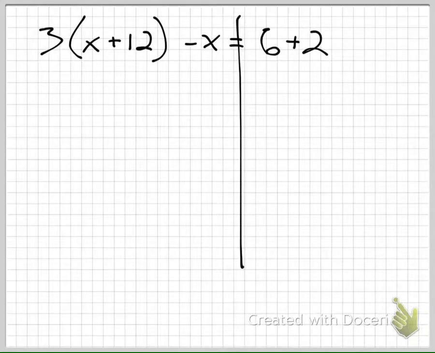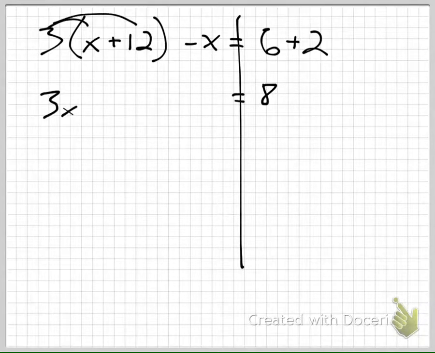Got to clean them up. Means simplify, right? 6 plus 2 is 8. So this side over here is 8. Over here, it's a mess, right? There's lots to clean up. But what I need to do first is the distributive property. 3 times x is 3x. 3 times 12 is plus 36 minus x. Oh, wait, plus? A minus 36? No, sorry, plus 36. You're right. Plus 36. Good.